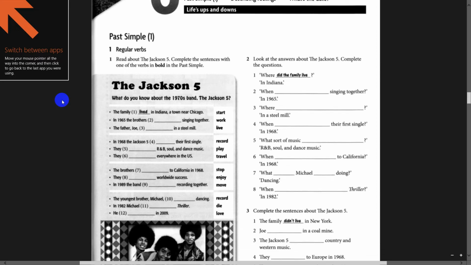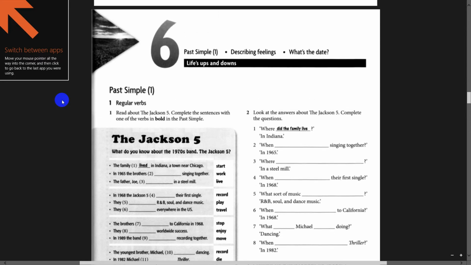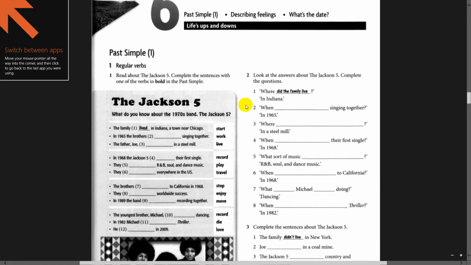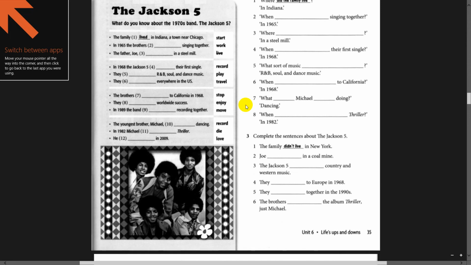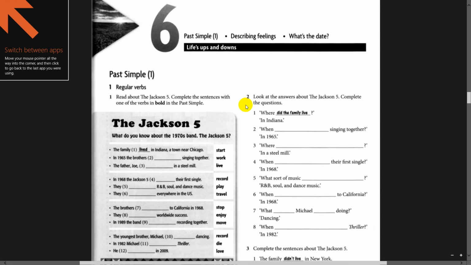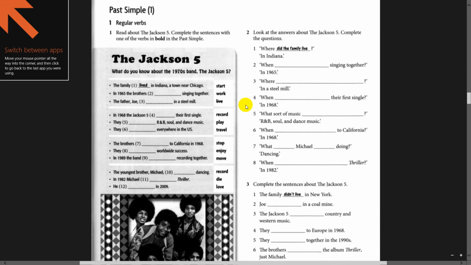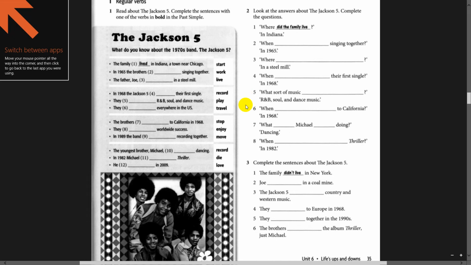Now in this unit we have some exercises, some tasks on the workbook. And the workbook text, this is the workbook, not the student's book. Okay, I want you to open the workbook on page 35, unit 6, and I want you to do these exercises.